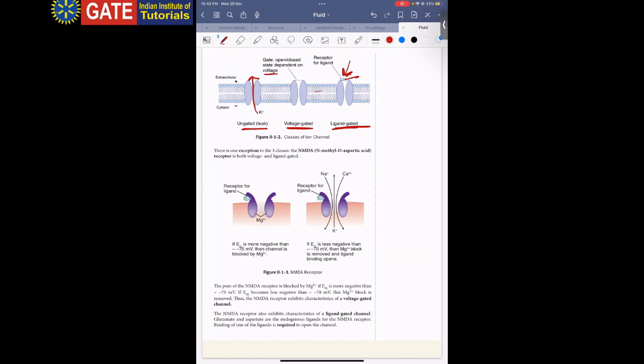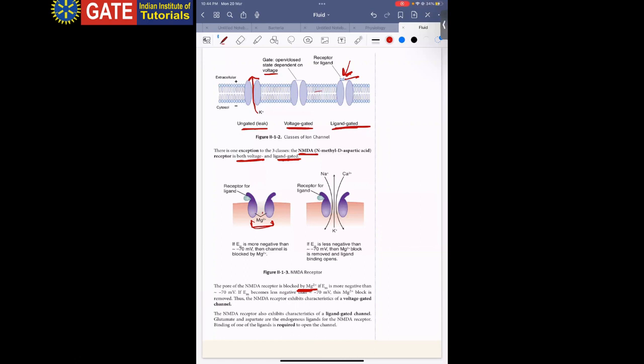Now, there is one exception in these three classes of channels. We have the receptor for NMDA, that is N-methyl D-aspartic acid. They are both voltage gated as well as ligand gated. So let's talk about what happens here. Usually the opening or the pore of the NMDA receptor is blocked by the magnesium. You can see this is the opening, and it is blocked by the magnesium.